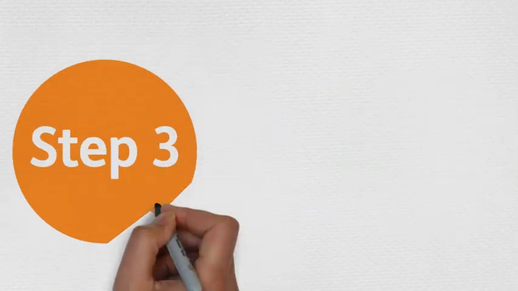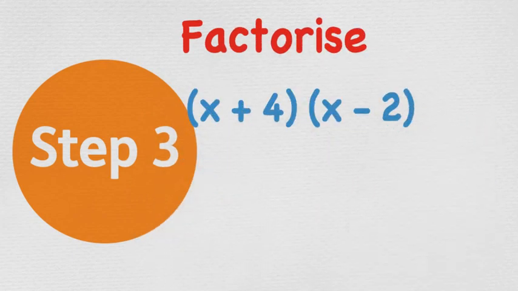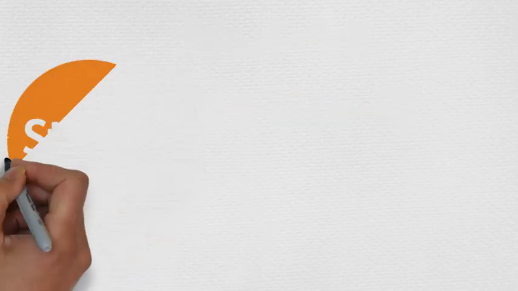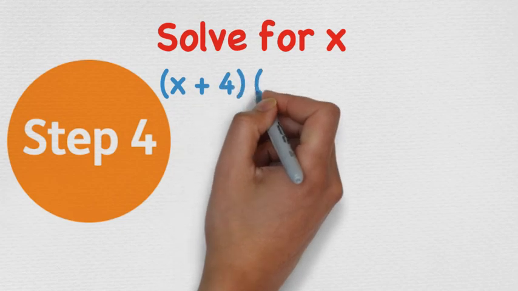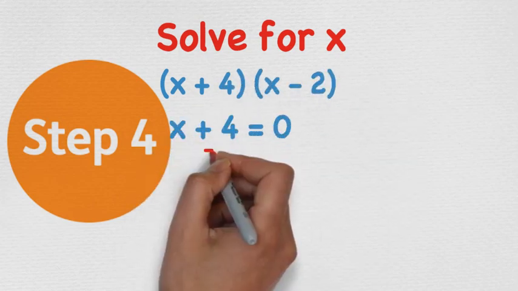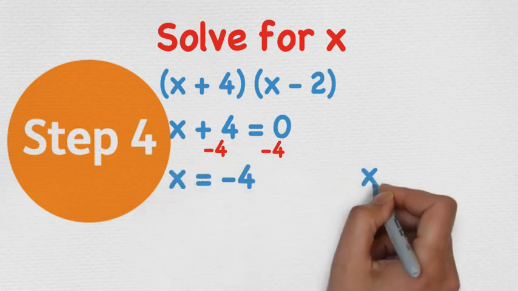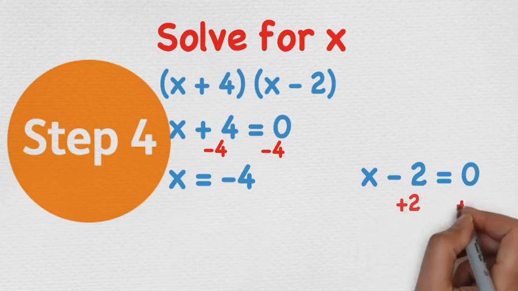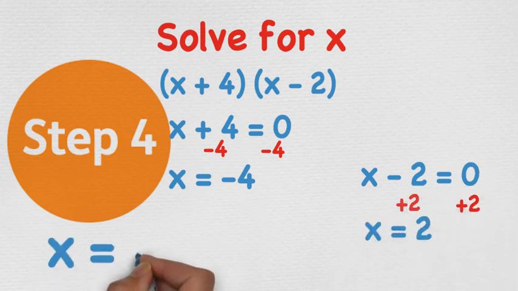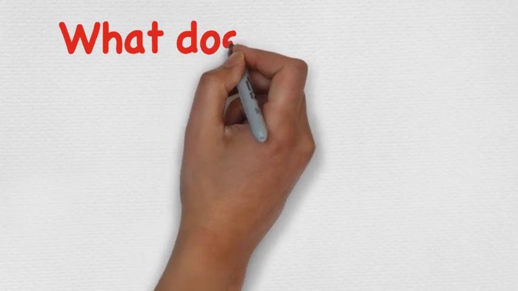The third step is factorise. We now simplify the equation into bracket x plus 2 bracket, bracket x minus 4 bracket. The fourth step is solving for x. Let's look at the first bracket. We determine that x plus 2 equals 0. Therefore, we can use inverse operations to isolate the unknown value x. By subtracting 2 from each side, we are left with x equals negative 2. We do the same with the other bracket and get x equals 4. Therefore, x equals negative 2 and x equals 4.